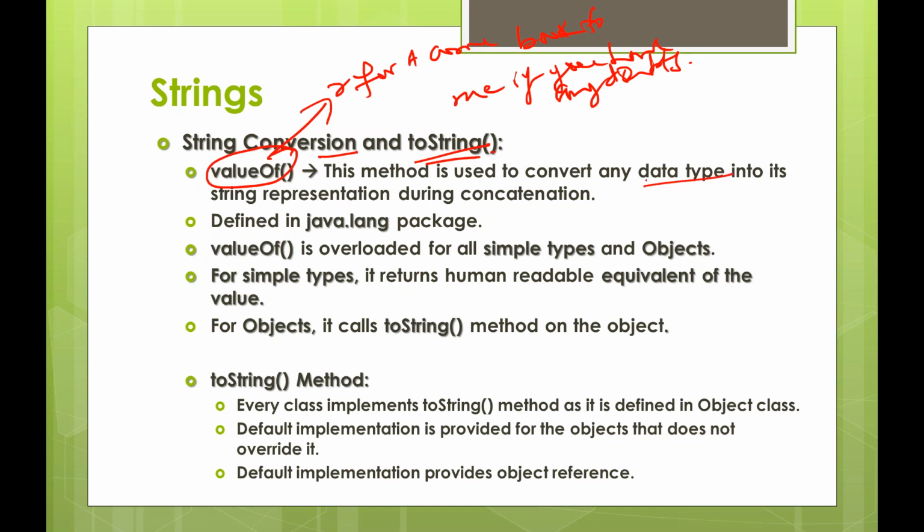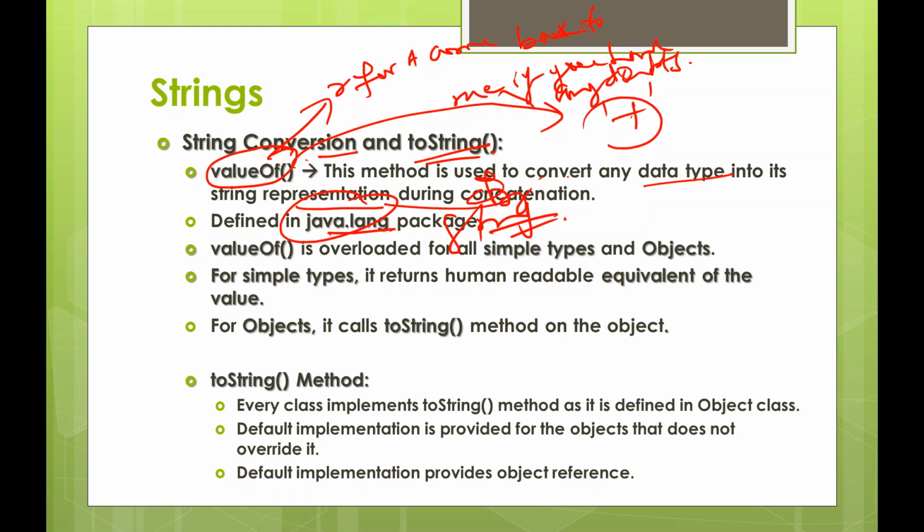This method is used to convert any data type into its string representation during concatenation, okay. Whenever you use the plus operator, this particular method will be called, that is valueOf, okay. This is implemented or defined in your, I'm a bit confused here, I think this is in your Object class only, okay. For String it is overloaded. It is overloaded for simple types and objects, okay.